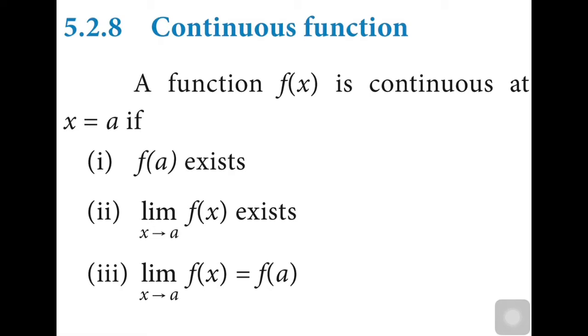First point, f of a should exist. That means in the place of x, we have to substitute a and then find the value of the function. Instead of x, you substitute a, that is f of a. Second, the limit x tends to a f of x exists. You have to find the left hand side limit and right hand side limit of the function at the given point. Third, the first two conditions should be equal: limit x tends to a f of x is equal to f of a. Then we can say that the function is a continuous function at the given point.